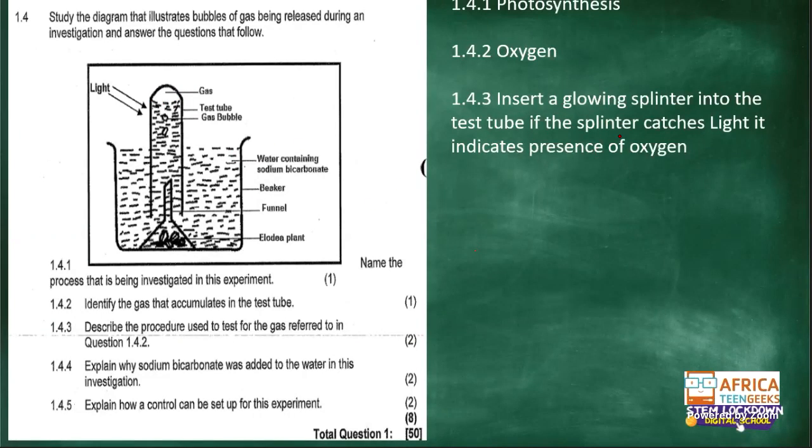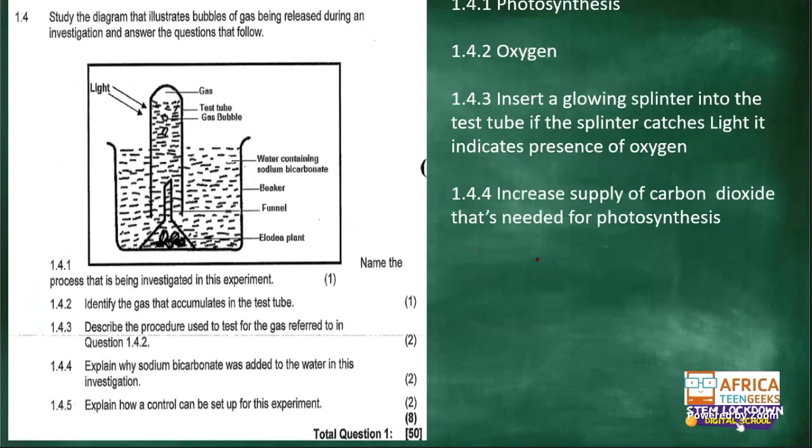Remember, for something to catch light, you would need oxygen. So if it doesn't catch light, it would mean there is no oxygen accumulated over here. And then question 1.4.4, explain why sodium bicarbonate was added to the water in this investigation.